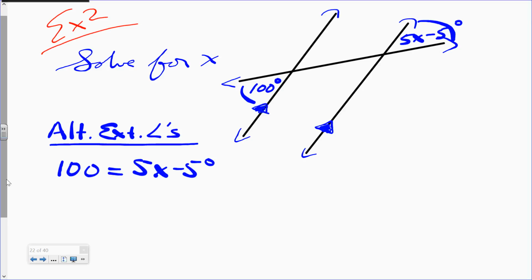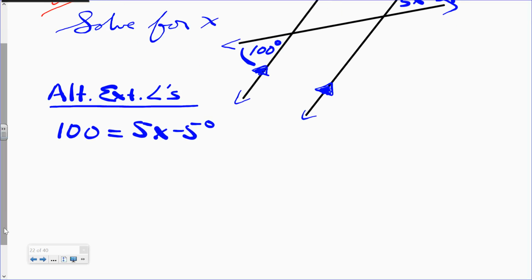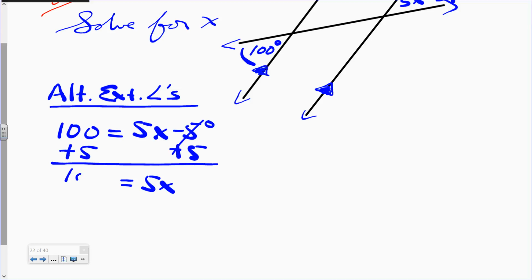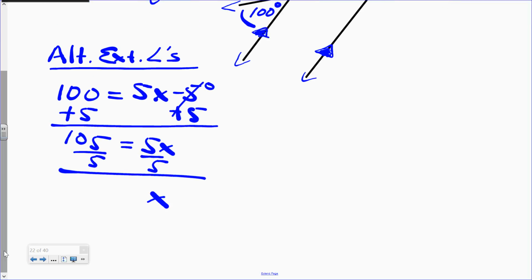The rest is algebra again. We had a lot of algebra practice in this class, if you notice, the past couple of weeks here. Let's get x alone. I'll add 5 to the right, 5 to the left. 5x equals 105. Divide by 5. x is 21. Beautiful.